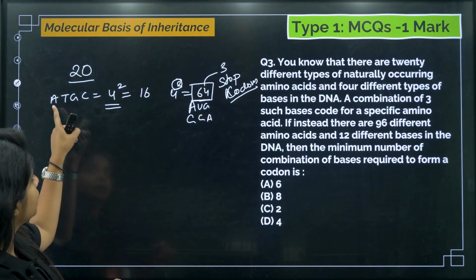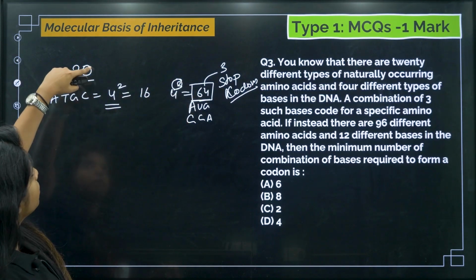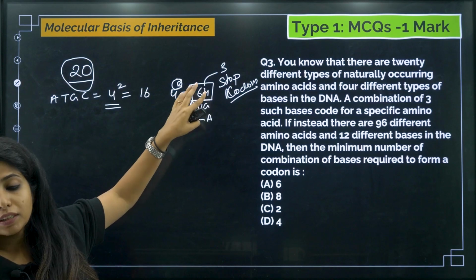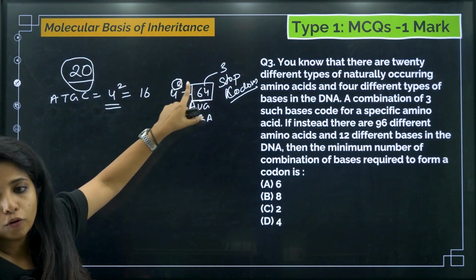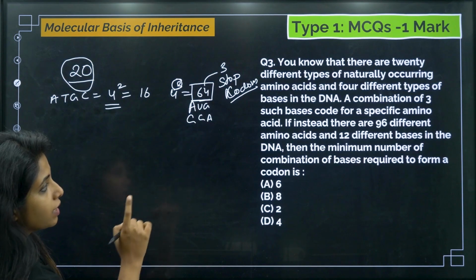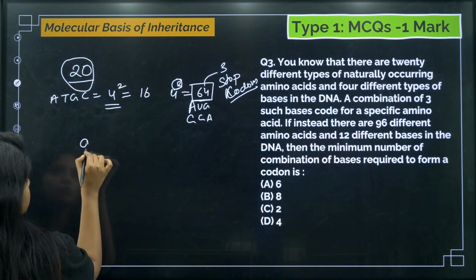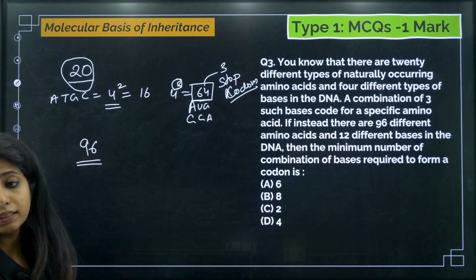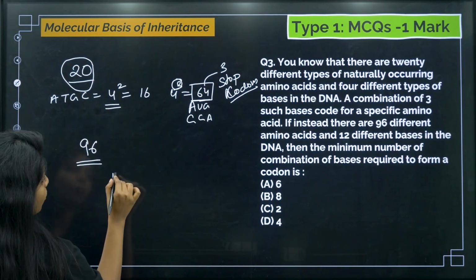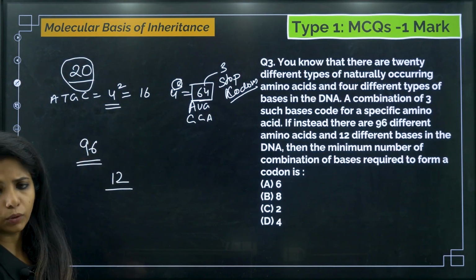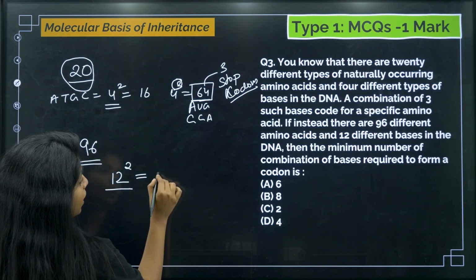So how did we find out? Basically 4 bases are there, so 4 to the power of whatever number, that will be minimum near to this number. We will get to know that these many codons are there, and these many nitrogen bases have to come together to form a codon. That is the thing. So over here, if instead there are 96 different amino acids and the different bases that you see are 12, so instead of 4, here how many of them are there? 12.